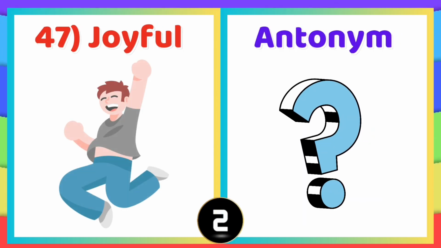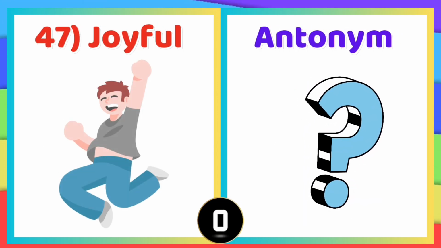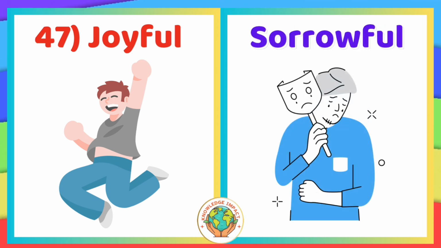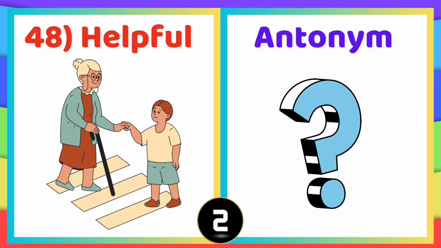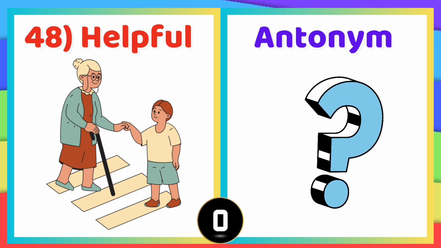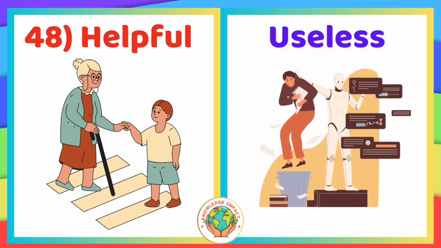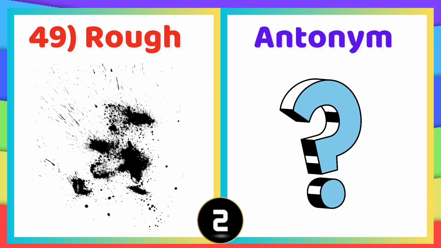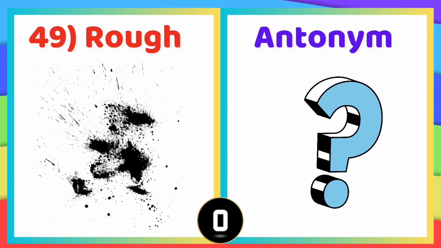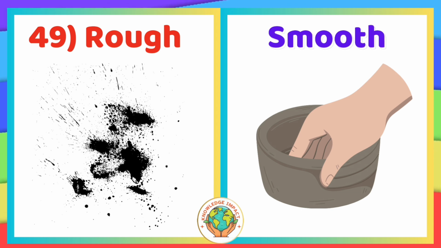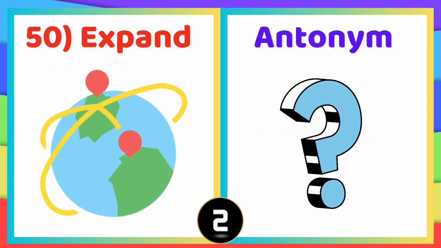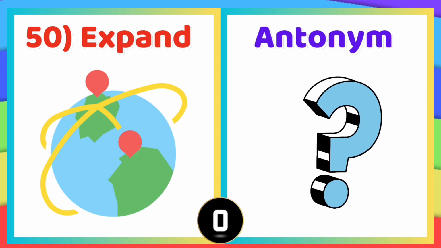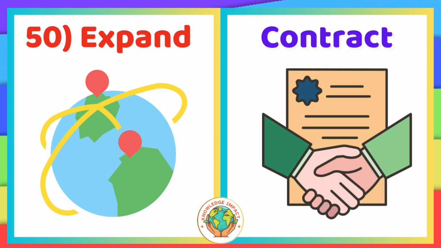What's the antonym of joyful? Sorrowful. What's the antonym of helpful? Useless. What's the antonym of rough? Smooth. What's the antonym of expand? Contract.